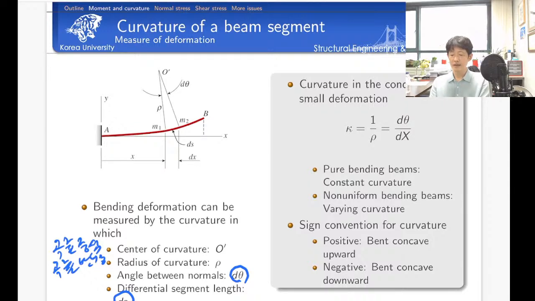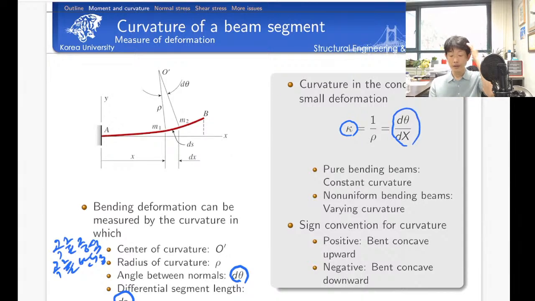So now let's try to calculate the curvature. If the condition is small deformation, not a large deformation, we can measure the curvature. The definition of curvature is 1 over rho, the radius of curvature. So this is the curvature. By the definition, curvature is the derivative of angle change with respect to the x-coordinate. This is the curvature. Okay?